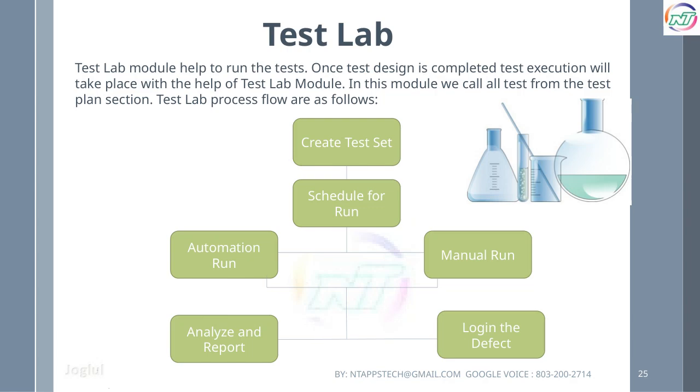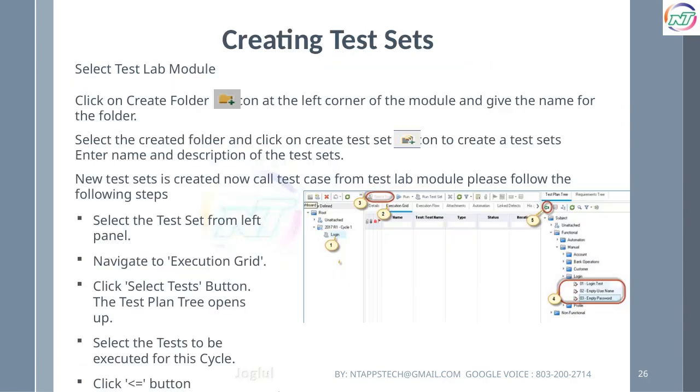After the tests are run, the next step involves analyzing the results and generating reports to understand the outcomes. If any issues are identified, defects can be logged directly from this module to track and resolve problems efficiently. The clarity in these steps ensures a smooth transition from test planning to actual testing, making the process organized and manageable. Let's move on to the next slide.